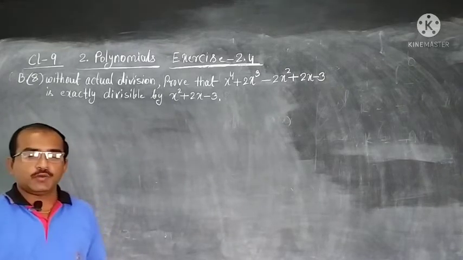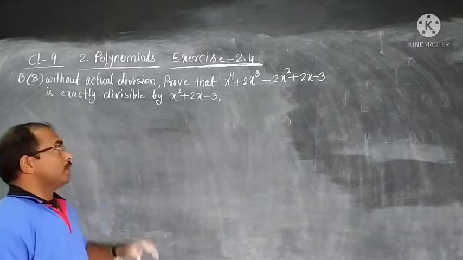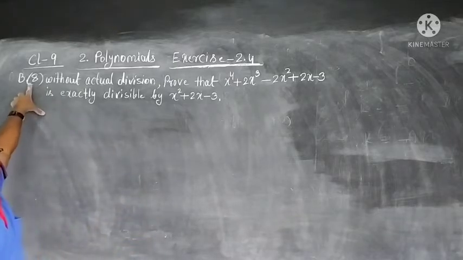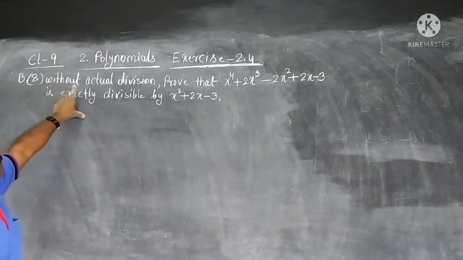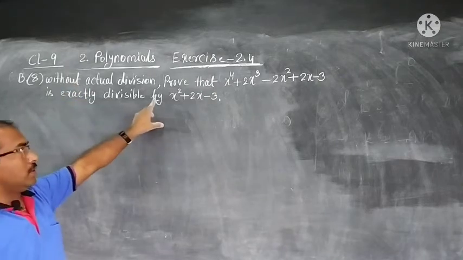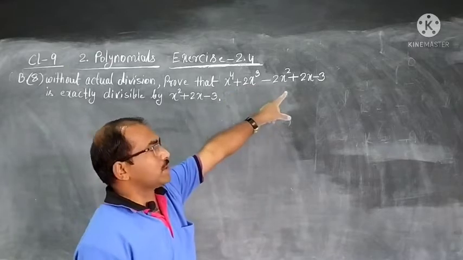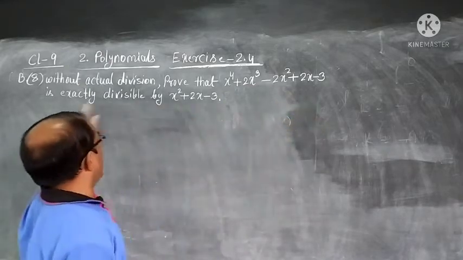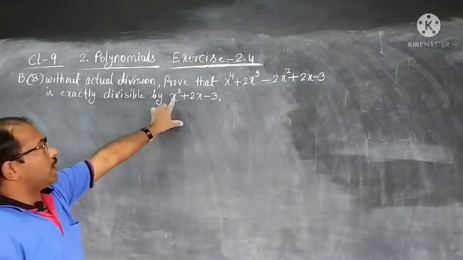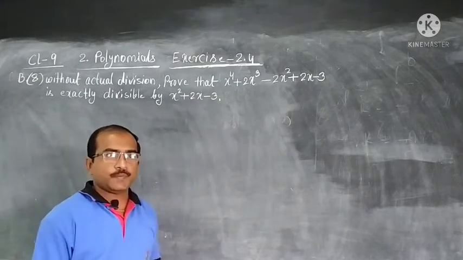This video is the continuation of exercise 2.4. We start with question number 8. The question is: without actual division, prove that x⁴ + 2x³ − 2x² + 2x − 3 is exactly divisible by x² + 2x − 3.